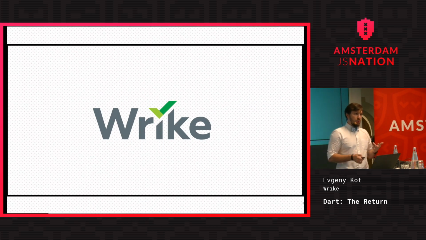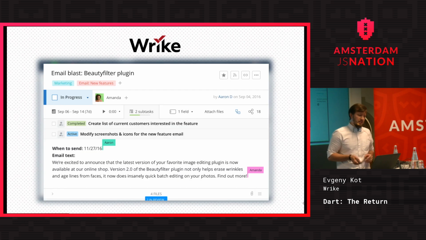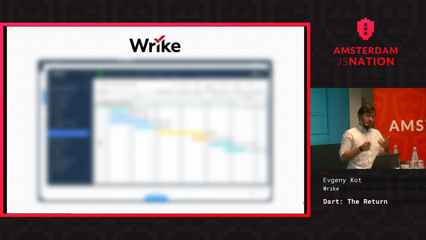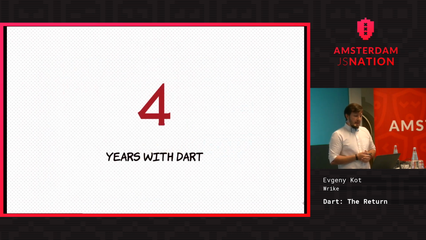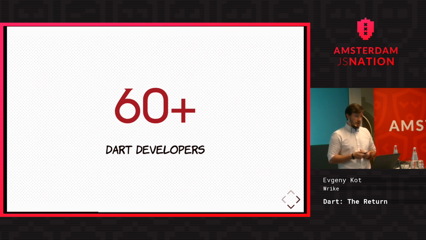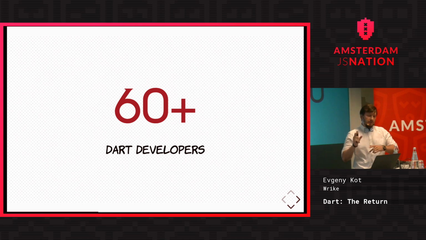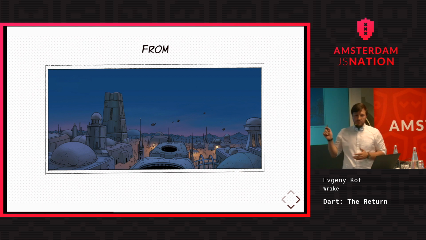What is Rike? Rike is a project management solution which helps you to be more productive. We have a lot of cool features such as tasks, dashboards, charts, and many, many more. We have really cool customers. And we have been using Dart for about 4 years now. We have 60 plus Dart-only developers and more than 700,000 lines of Dart code, which is a lot. And actually, we have grown from a small village, from a small startup to a big company.